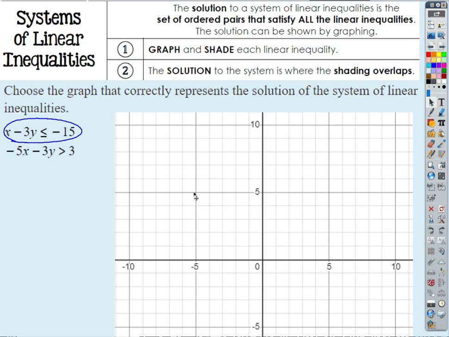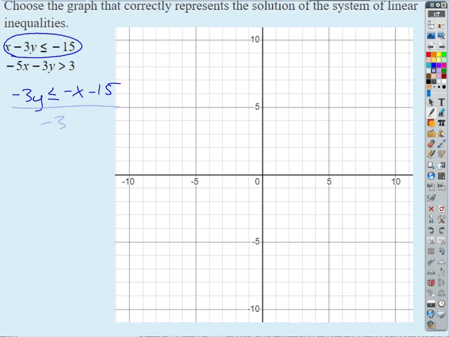Okay, so if we're going to solve this one for y, what are the steps we're going to do to get the y by itself? Subtract x. Okay, good. So if I subtract x, what am I going to get? I'm going to get a negative 3y on the left. What do I get on the right? Negative x minus 15. Okay. Divide it all by negative 3. So if I divide everything through by negative 3, you've got to flip that sign. Okay, I've got to flip the sign.